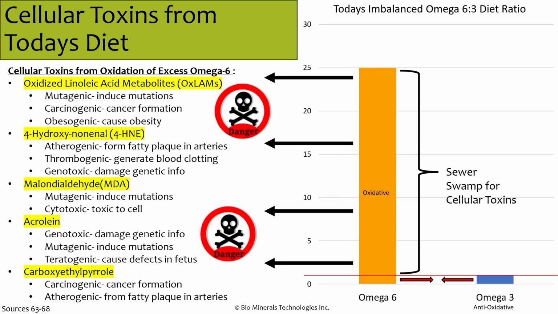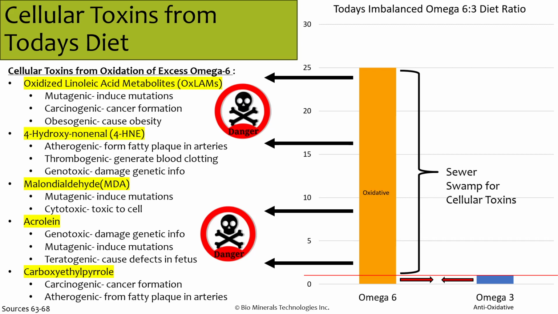Malondialdehyde is mutagenic, again, inducing mutations. Cytotoxic, this is toxic to our cells. Acrolein, genotoxic, is damage to genetic information. Mutagenic, again, mutations. Acrolein is also teratogenic. It causes defects in the fetus. Carboxyethylpyrrole, carcinogenic, is cancer formation. And atherogenic, again, forms the fatty plaque in arteries. These are also known as foam cells.